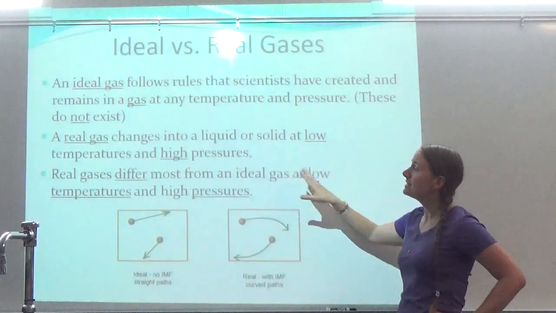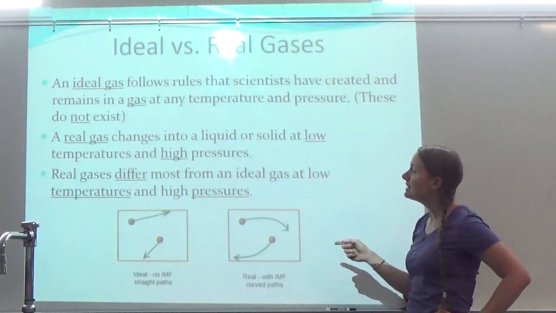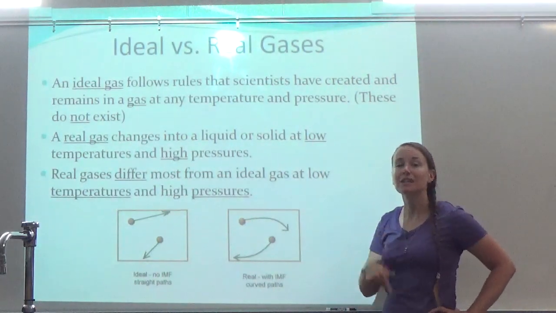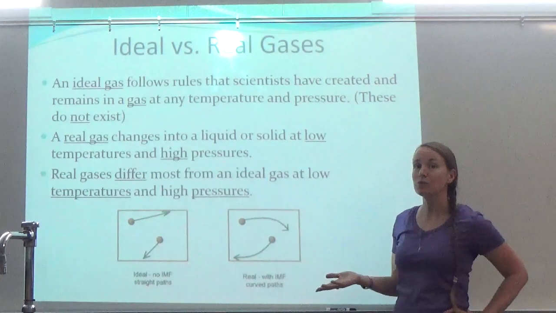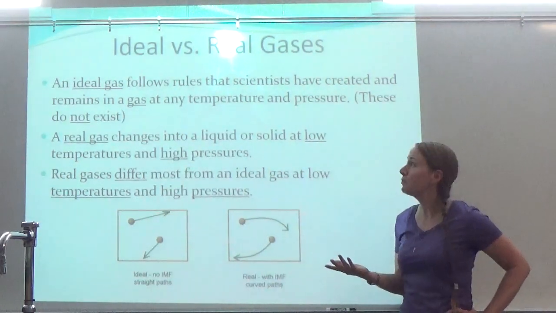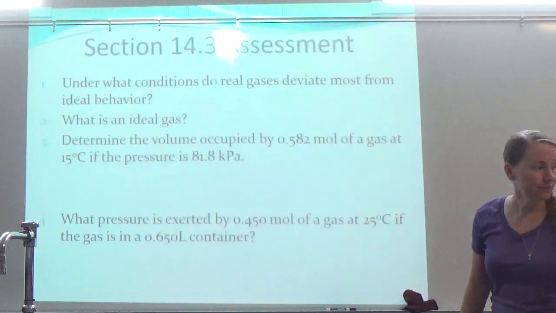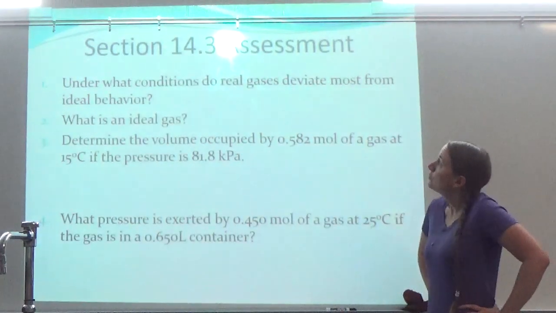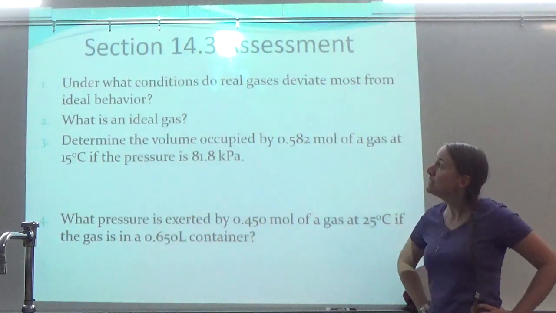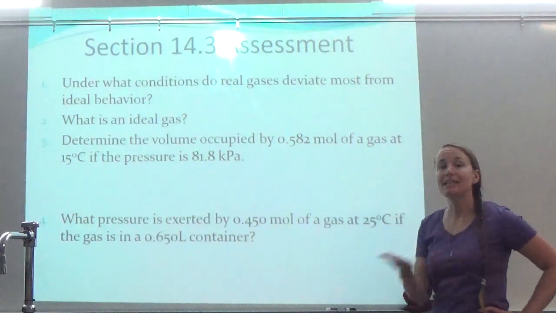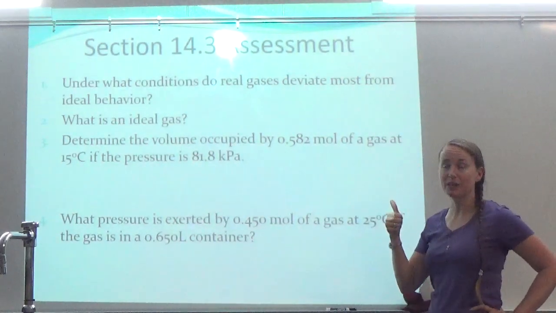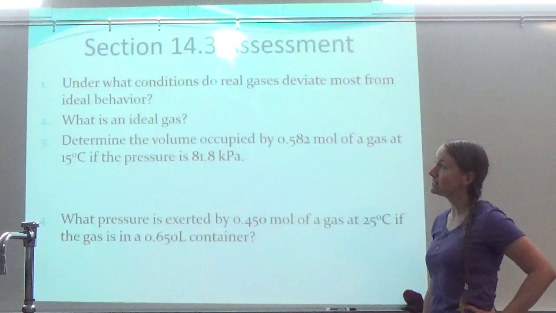So real gases differ most from ideal gases at low temperatures and high pressures because real gases turn into liquids and solids. And so obviously a liquid or a solid is not going to act like a gas. The particles are very different at that point. So, section assessment. Under what conditions do real gases deviate most from ideal behavior? So it's when are real gases the least like ideal gases? Well, it's at low temperatures and high pressures because real gases become liquids and solids.